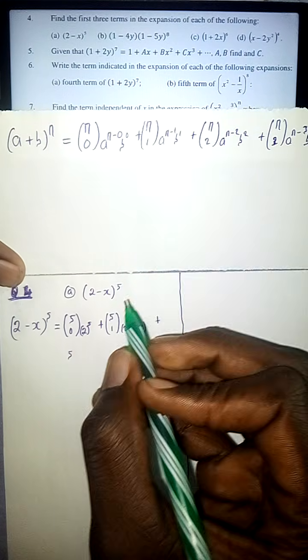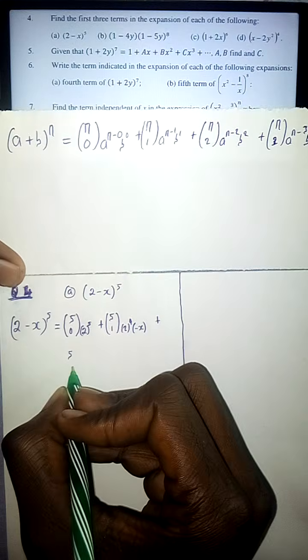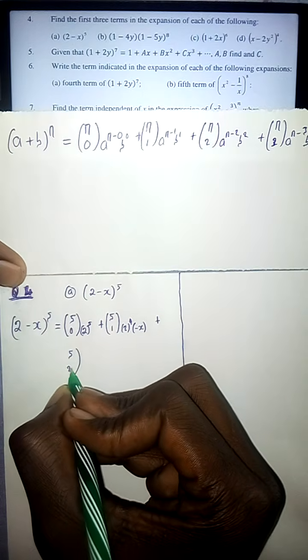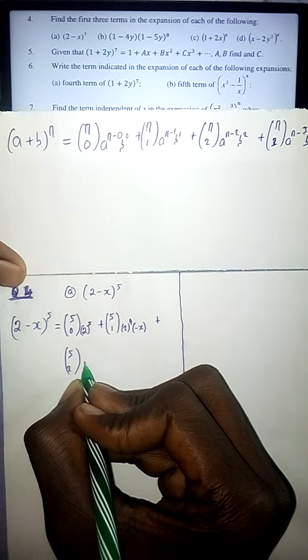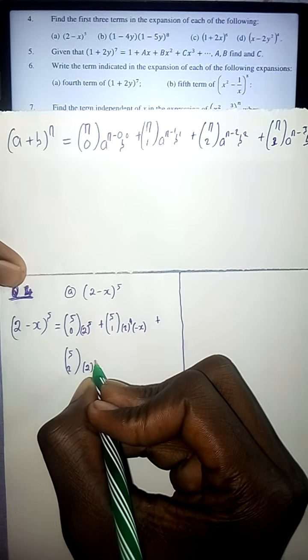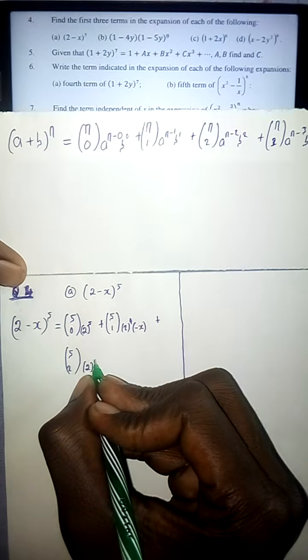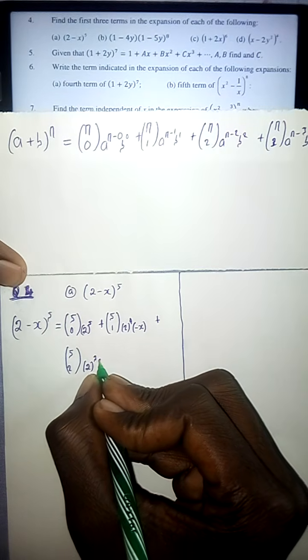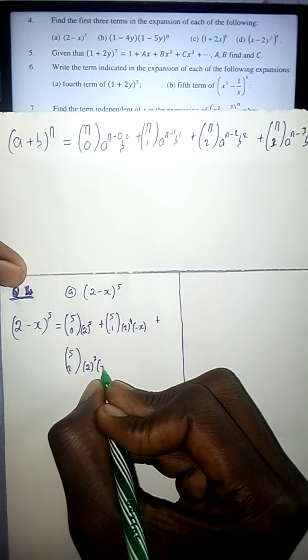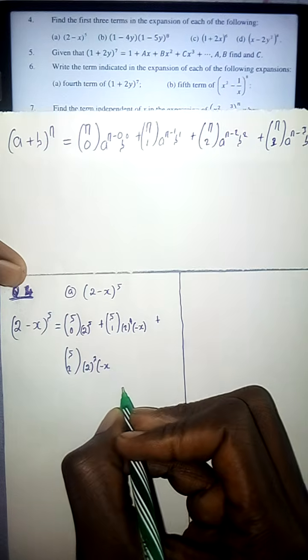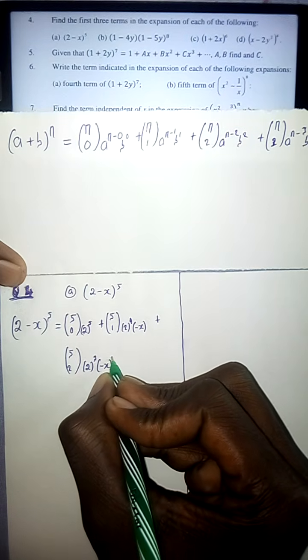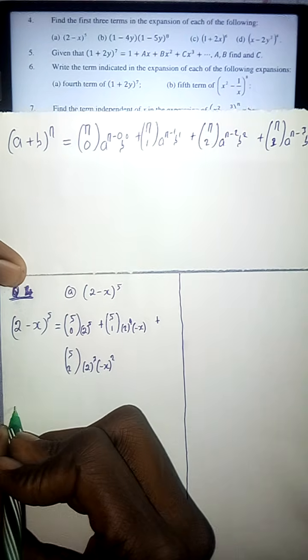So we have 2. Our a 2, n 5. 5 minus 2, 3. Then our b is negative x, which is this one, to the power 2.